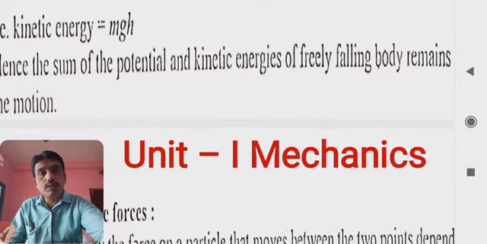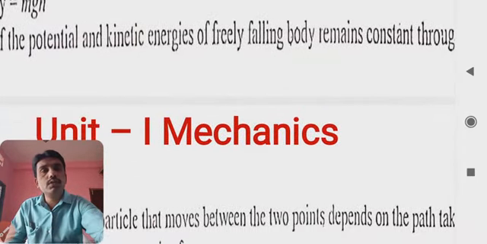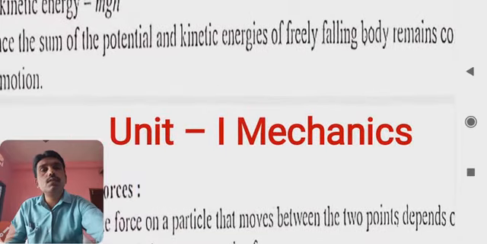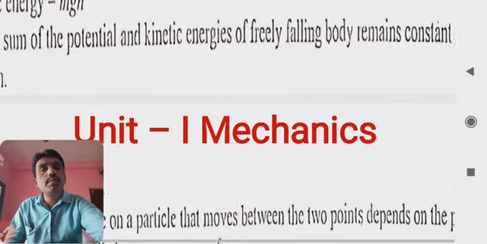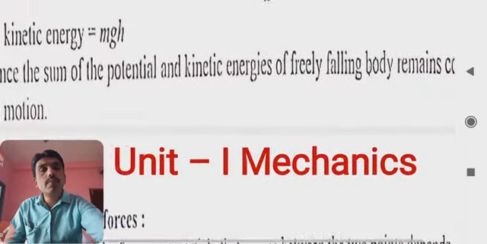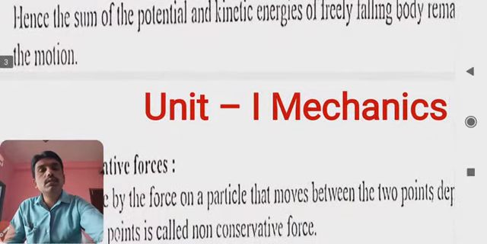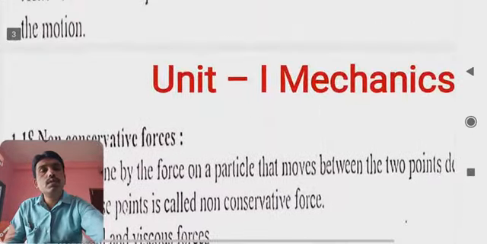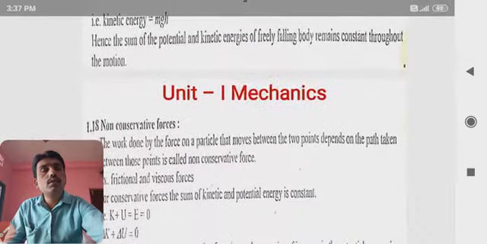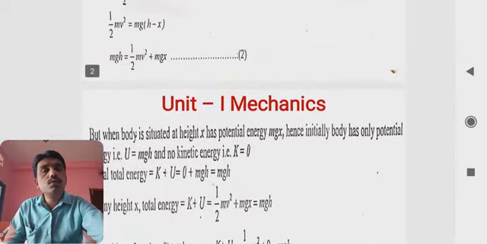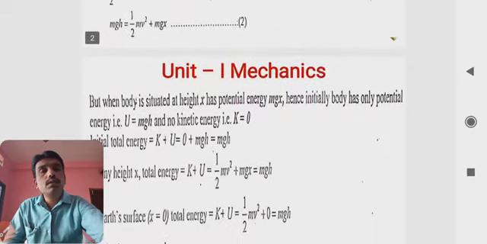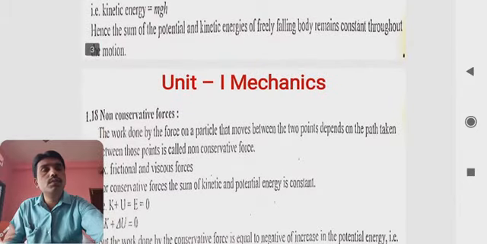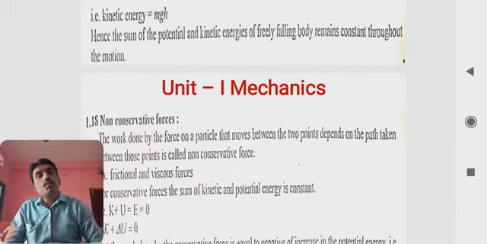That means the kinetic energy is equal to the potential energy, and this is indicating that the sum of the potential and the kinetic energies of freely falling bodies remains constant throughout the motion. So we can say that, whatever the calculation, as far as the motion of a body near the surface of the earth is concerned, the kinetic energy and the potential energy of the freely falling bodies remain constant throughout the motion.